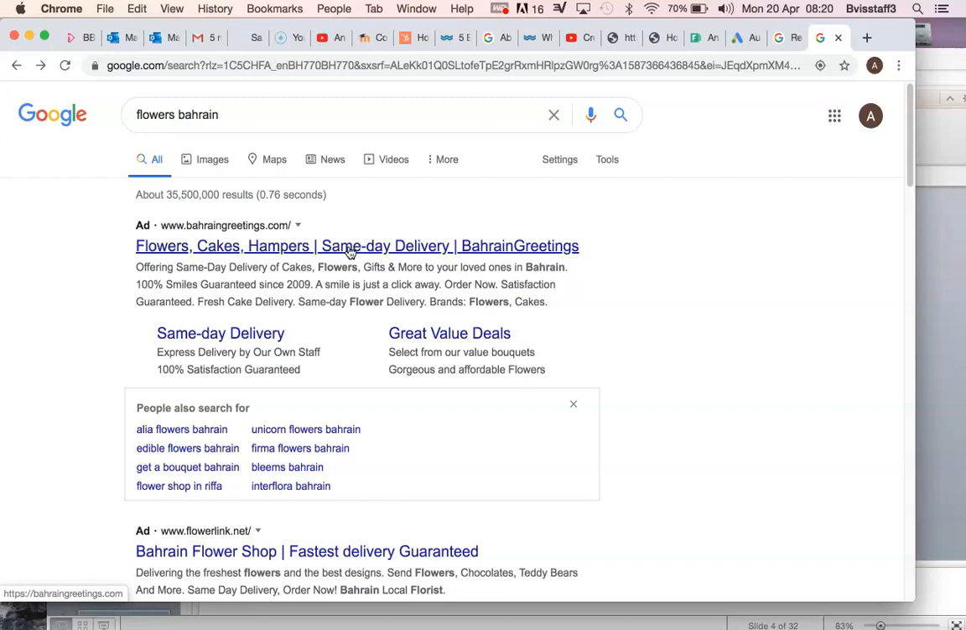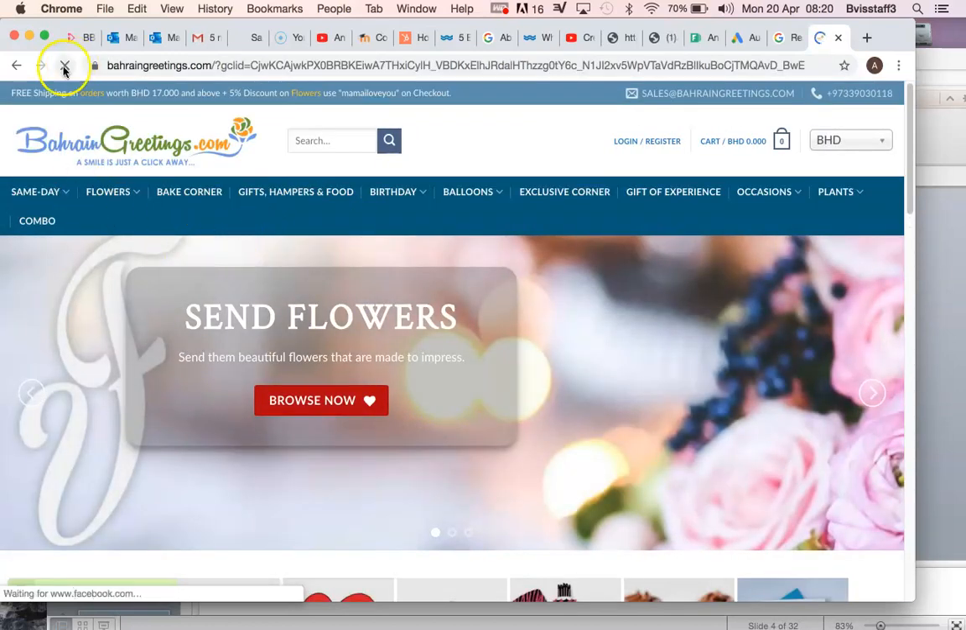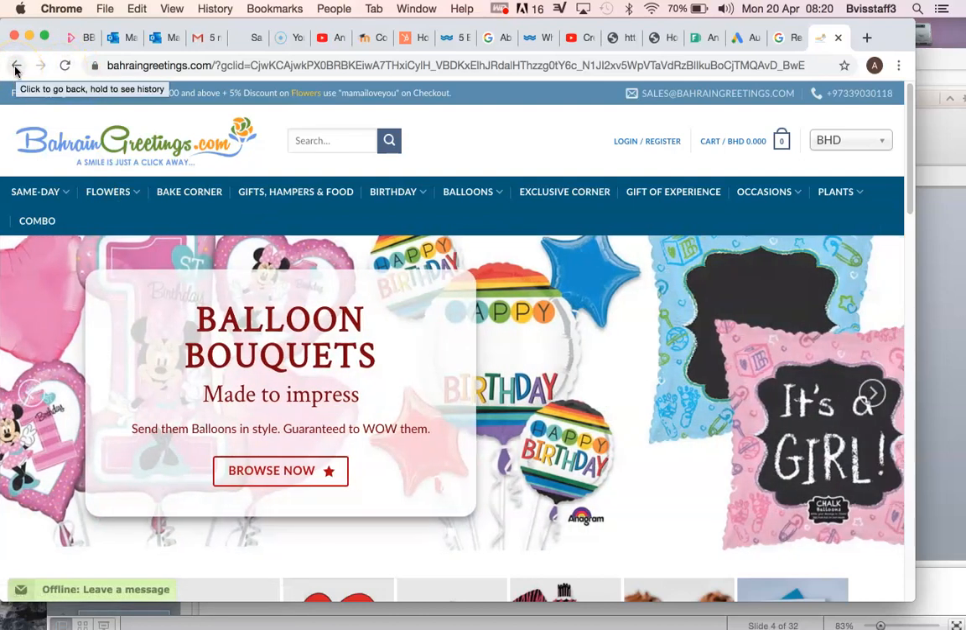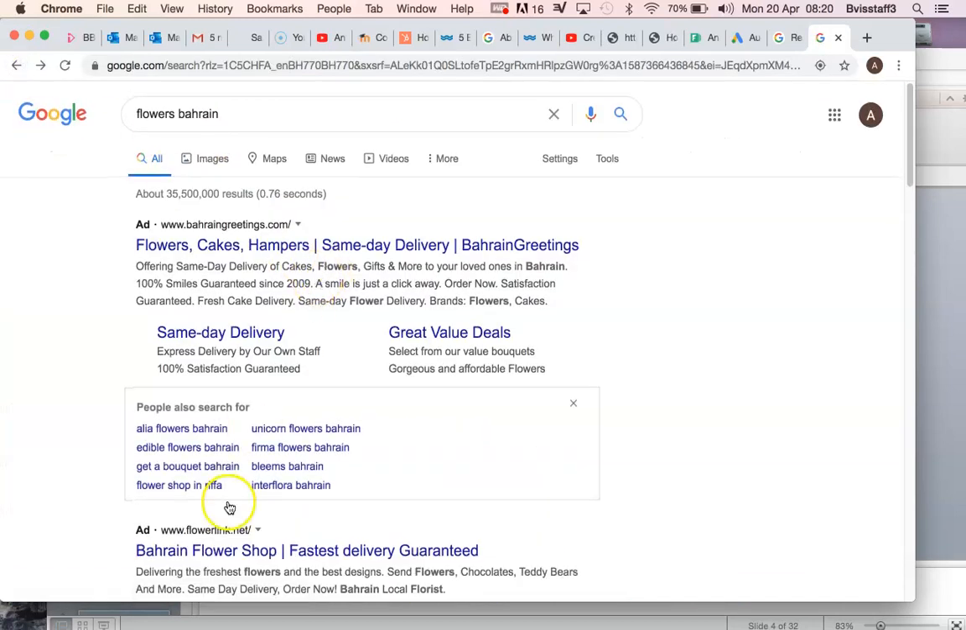Bahrain'sGreeting.com will have decided on a price with Google, and it pays that price. So if I click on that, it's probably just cost BahrainGreetings.com maybe 1 BD or $1 or €1, depending.